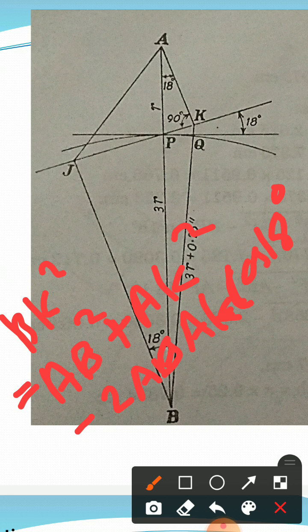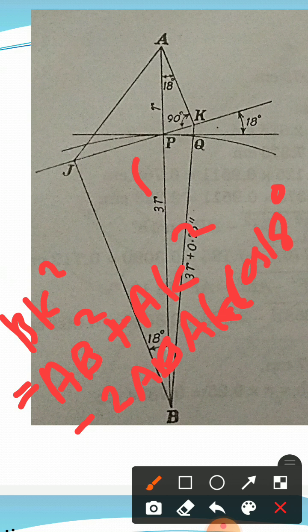Now B2K is nothing but B2P plus Q2K. B2P is nothing but 3r, plus this addendum 0.25. So B2K is 3r plus addendum 0.25.